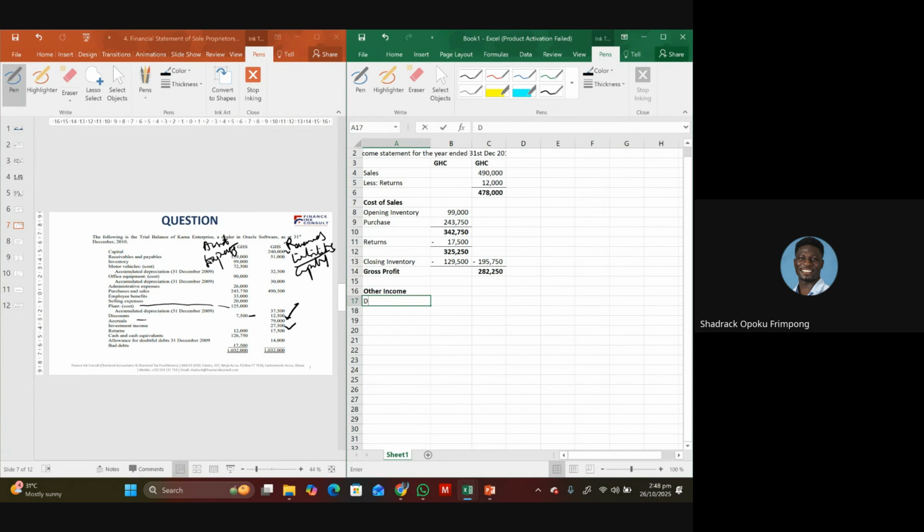So discount, and we have investment income. Okay, so our investment income, we have 27,500. Then we have discount of 12,500. So that gives us a total of what?